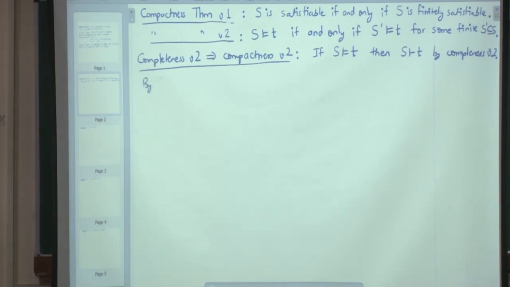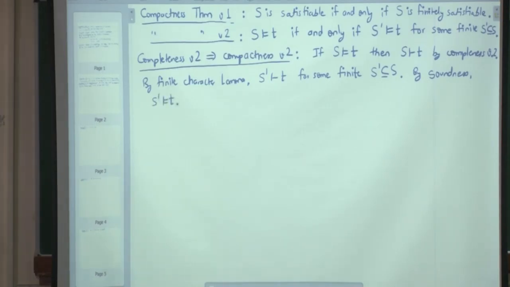By finite character lemma, what do we get? That there is a finite S prime contained inside S that deduces T, and hence by what? Soundness. Soundness also has two versions, version 1 and 2. Hence by soundness we get S prime has T as a logical consequence.